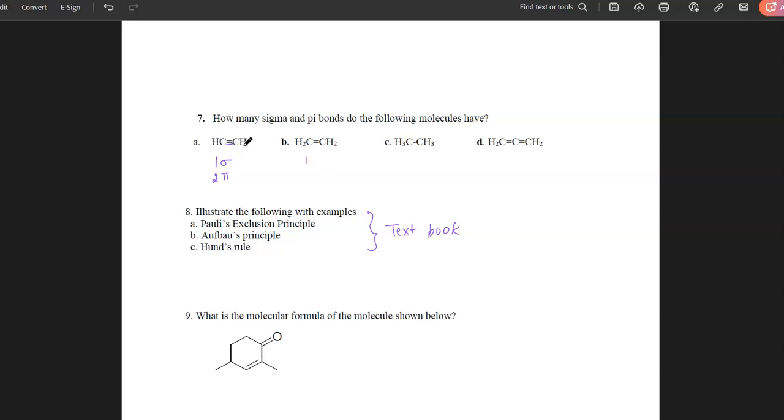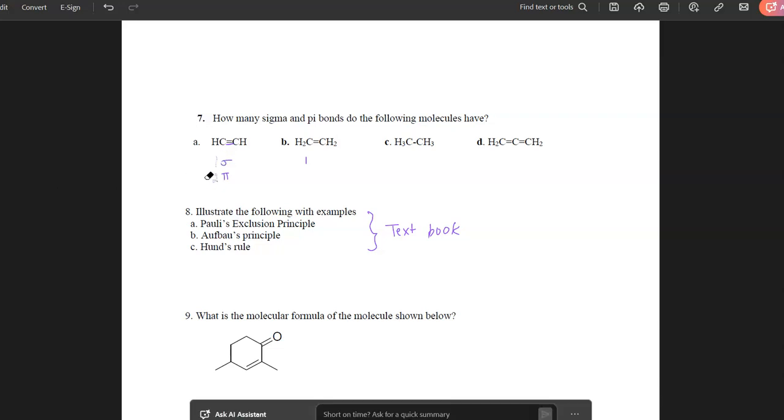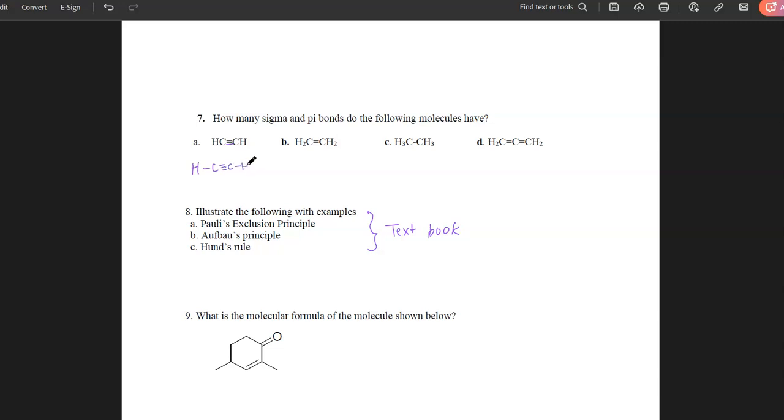we have to actually look at the total number of sigma bonds in the molecule, not just between the two carbon atoms. So this is actually not the correct answer, because we have to look at all the sigma bonds here. If you redraw this with the bonds, this is how it looks: H, C, triple bond C, and H. Now you can clearly see the sigma bonds: 1 here, 2 here, and 3. So 3 sigma and 2 pi.